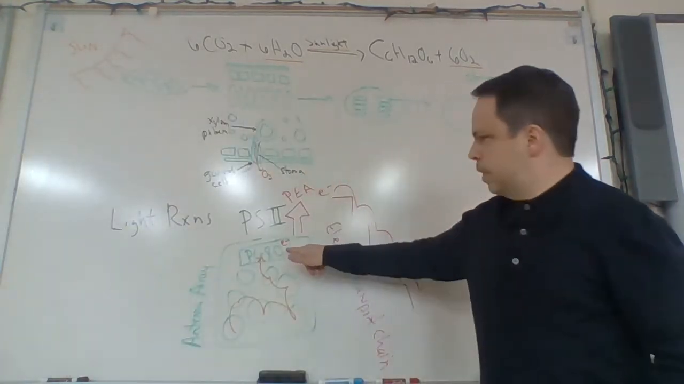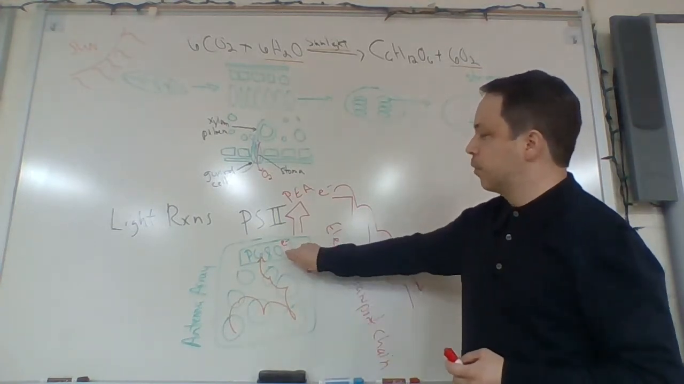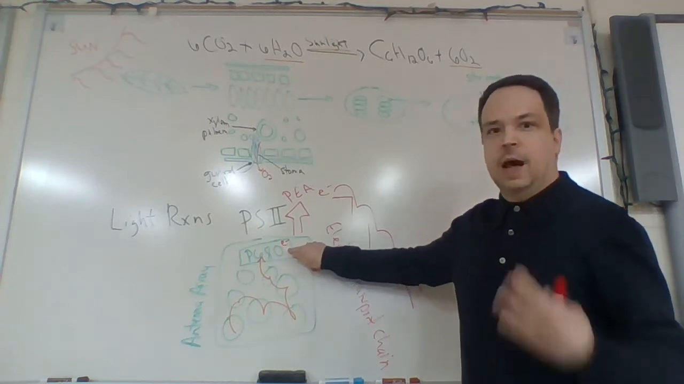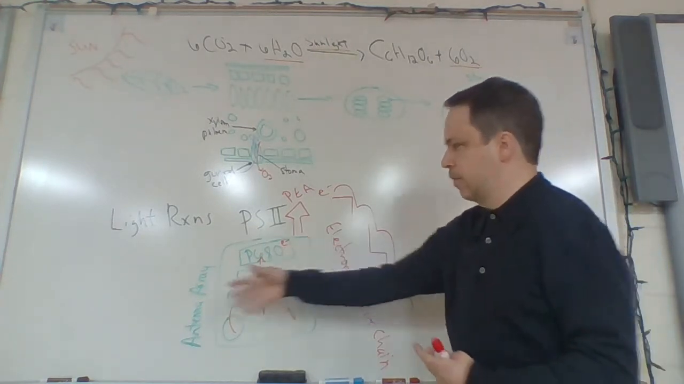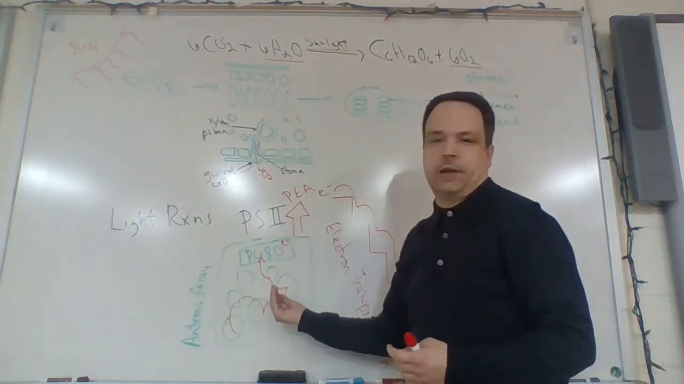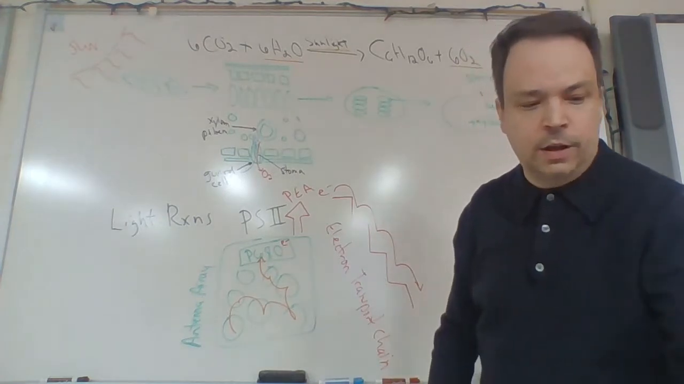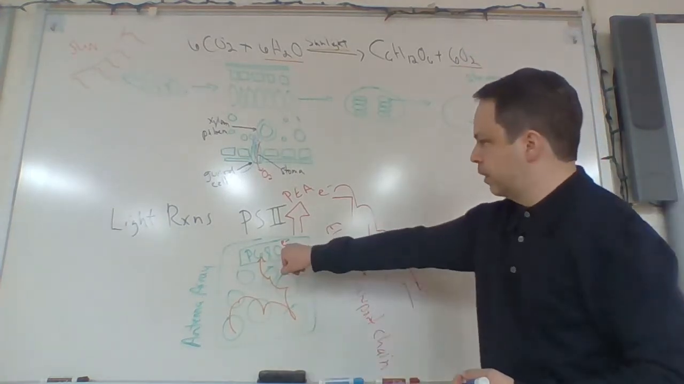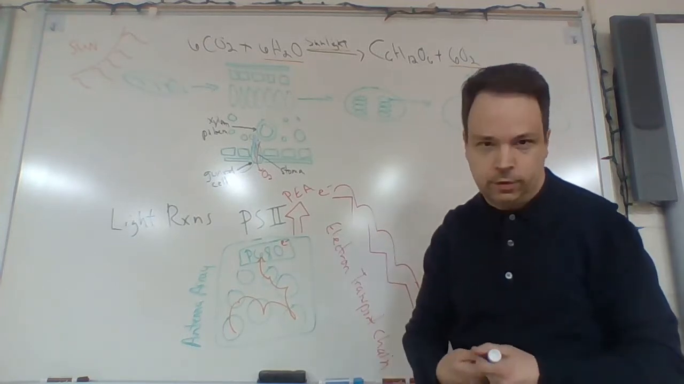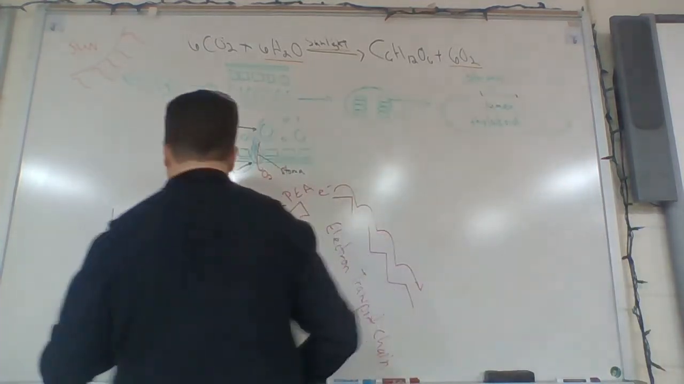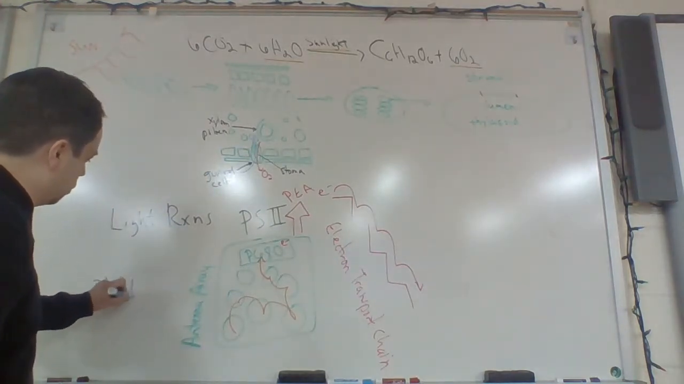Now, we've taken an electron from P680. We've taken an electron from the reaction center. It has to be replaced. It can't just be down one electron every single time light cascades across a plant leaf. So that electron is going to have to be replaced. And this electron will be replaced by a process called photolysis, right over here.